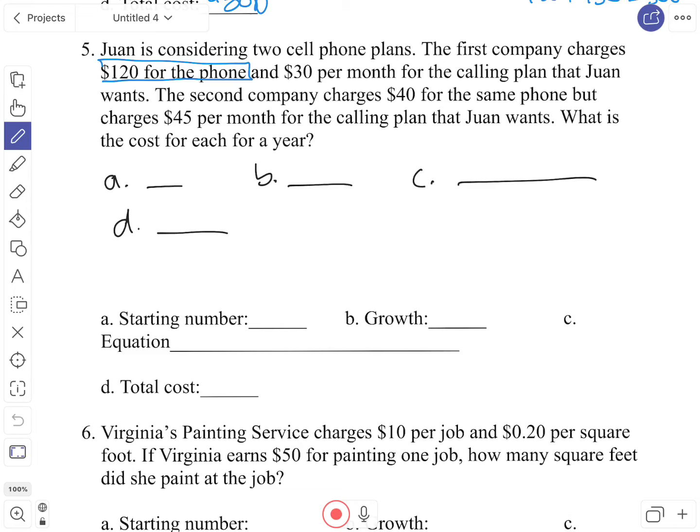So $120 for the phone, that's our starting cost for the year, right? We have to buy the phone. Then it's $30 per month, so that'll be adding $30 per month for the calling plan, adding to the cost of the phone to get the whole cost for a year. So the equation would be 120 plus 30m, and that's going to be the yearly cost for this cell phone plan. If we're doing it for a year, we'd go 3 times 12 plus 120. 3 times 12 is 36, plus 120 would be $156, right?